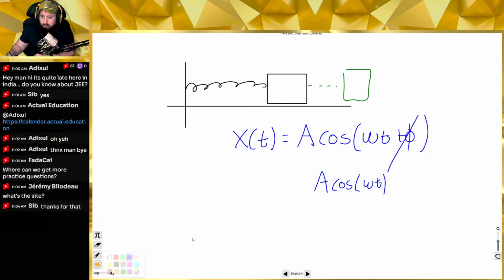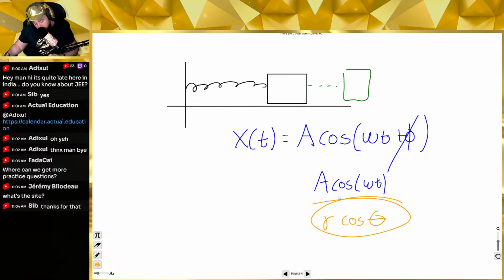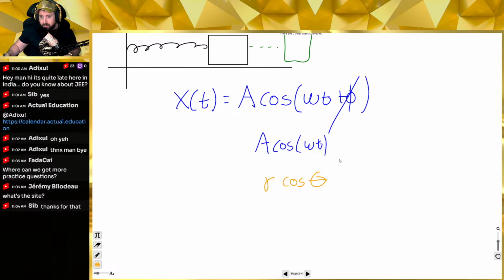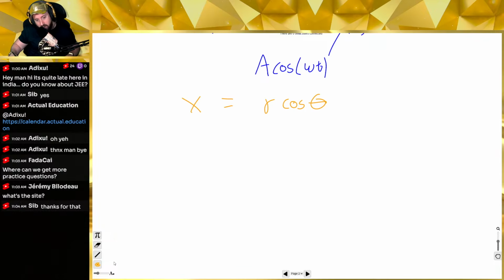Okay. You might notice something cool here because A cosine omega t looks like, for instance, r cosine theta, right? And you might remember from your high school math days that r cosine theta is something special, and it's the parameterization of the x coordinate of something in polar coordinates.